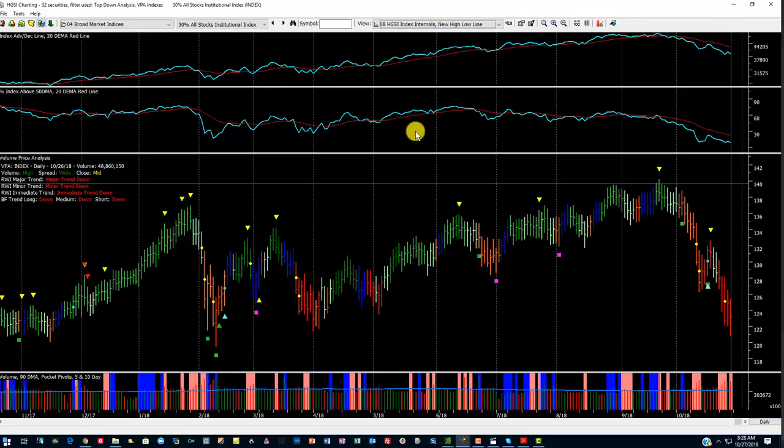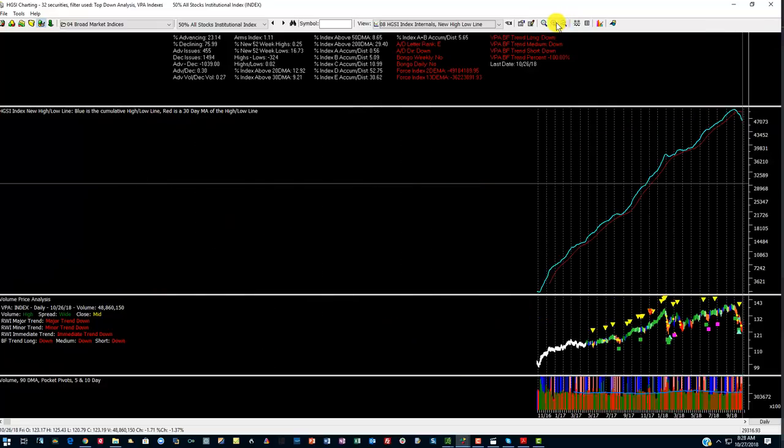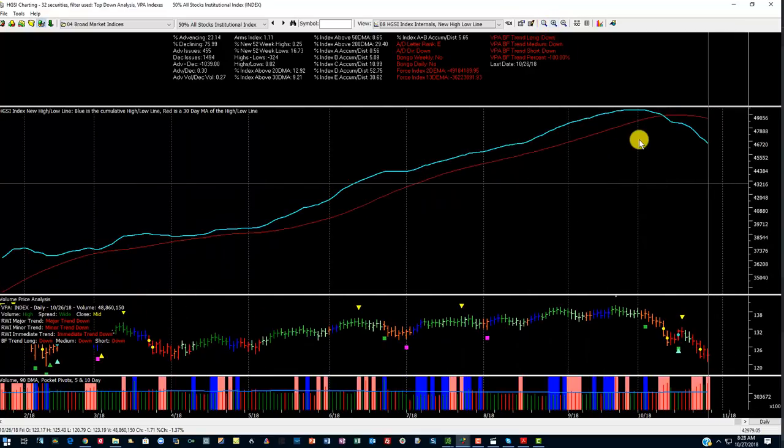And then the final chart I look at is a cumulative high-low line. This is a two-year chart, and notice that this is the first time in 2 years that this line has gone below its moving average, which is not good, because on all these other corrections, look back here in February, it stayed well above it, but now it's fallen below.